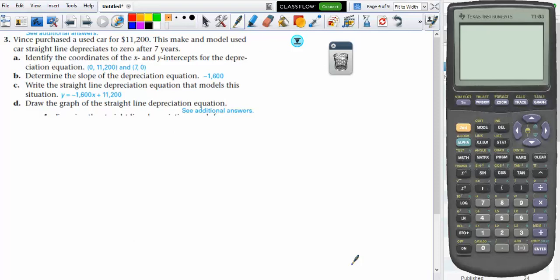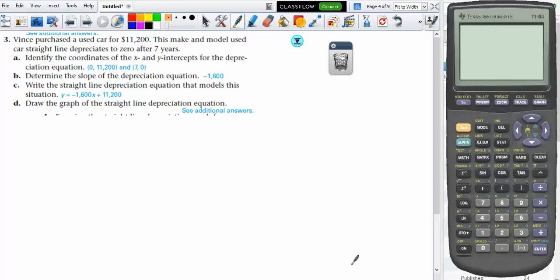Vince purchased a used car for $11,200. This make and model used car straight line depreciates to 0 after 7 years. Identify the coordinates of the x and y intercepts for the depreciation equation.